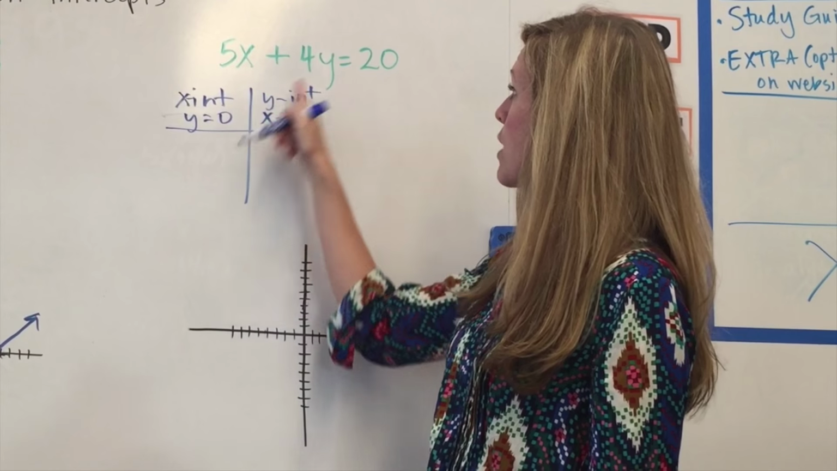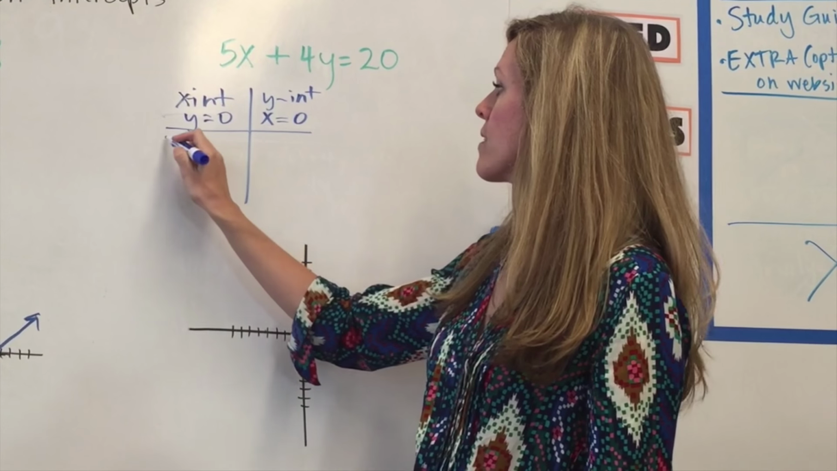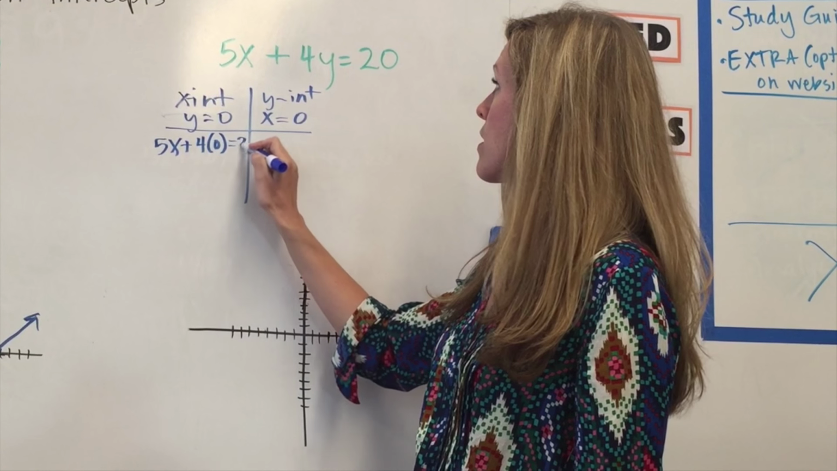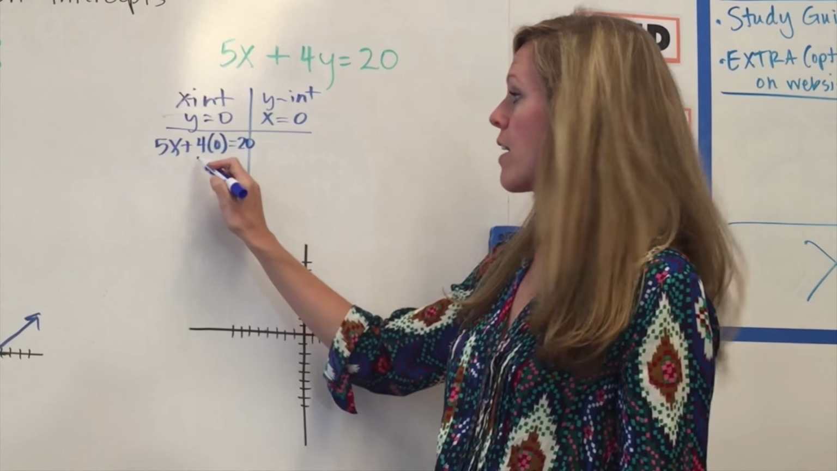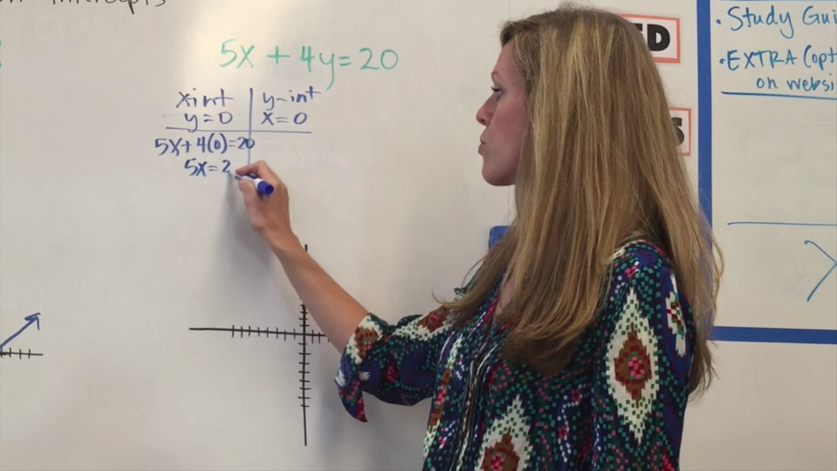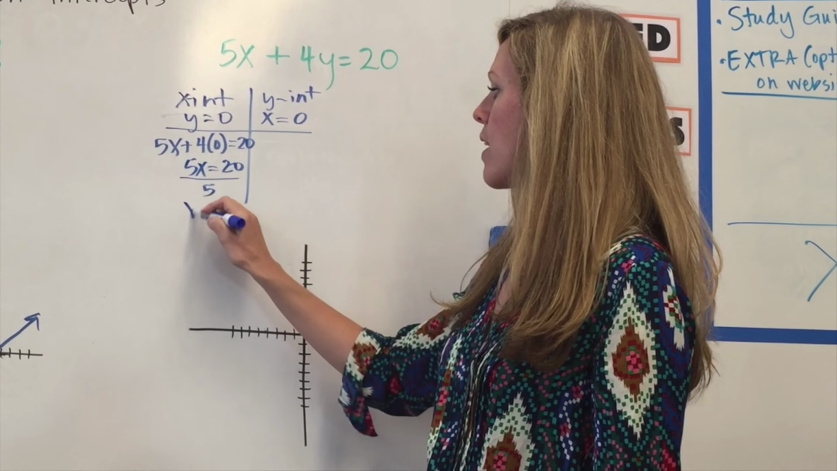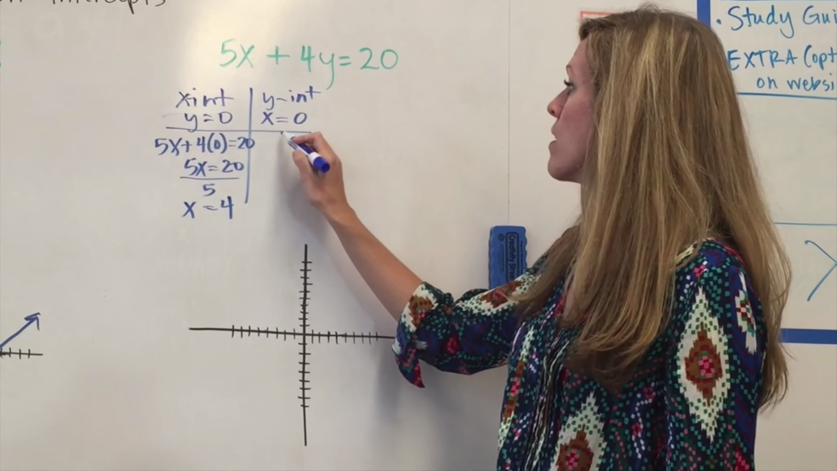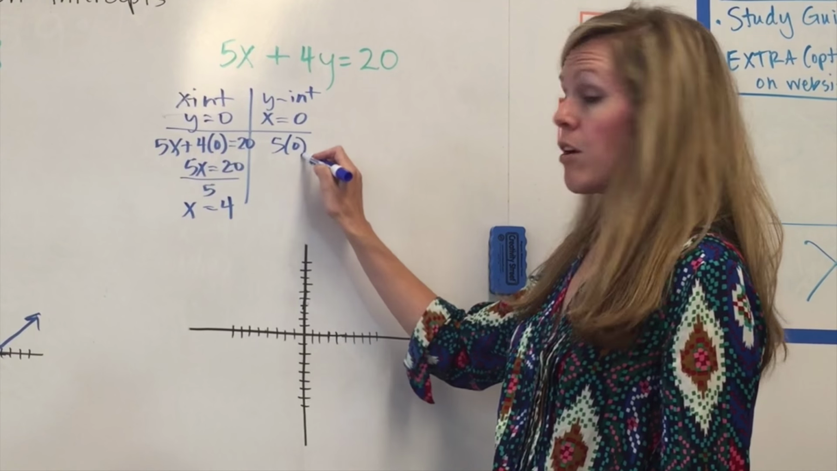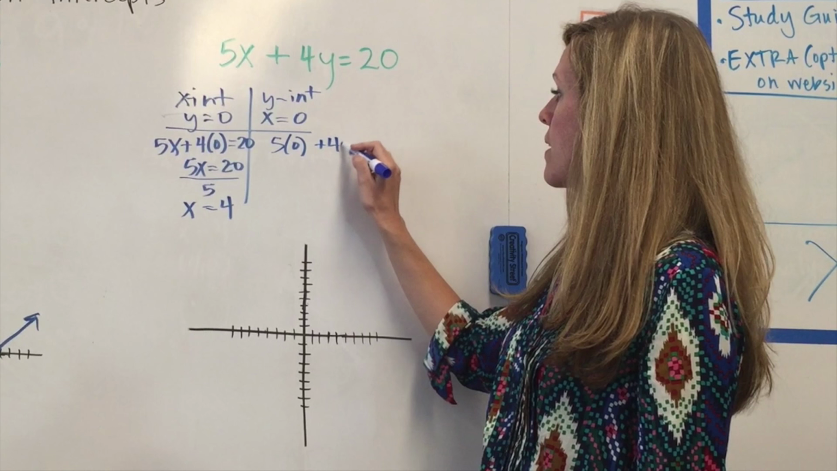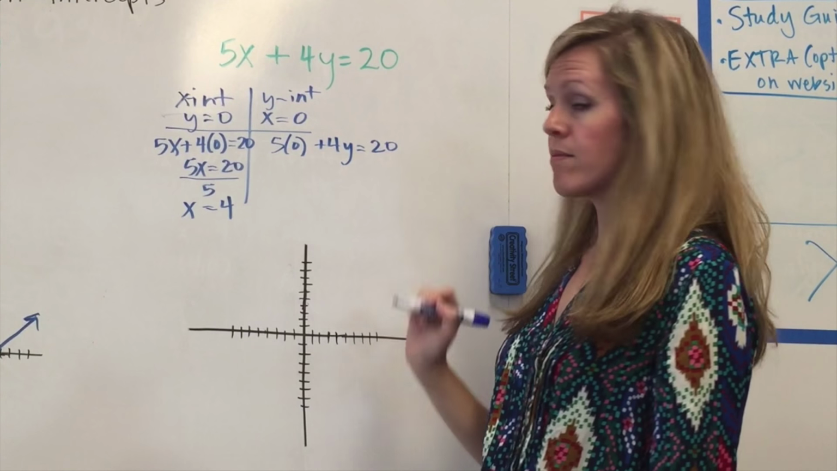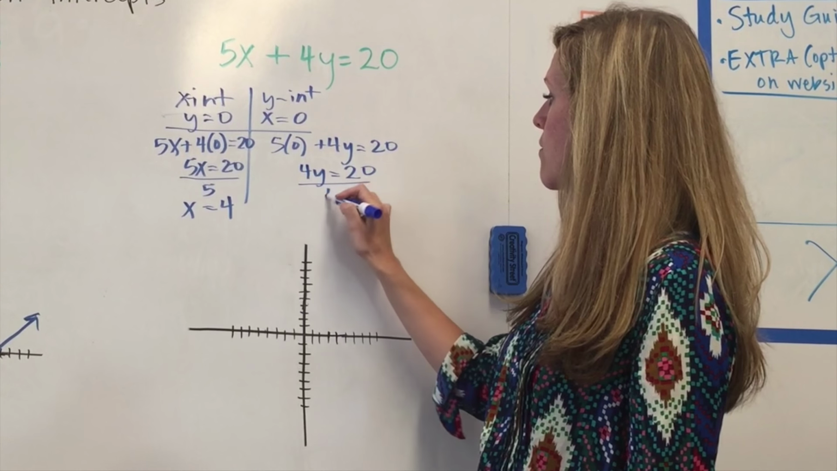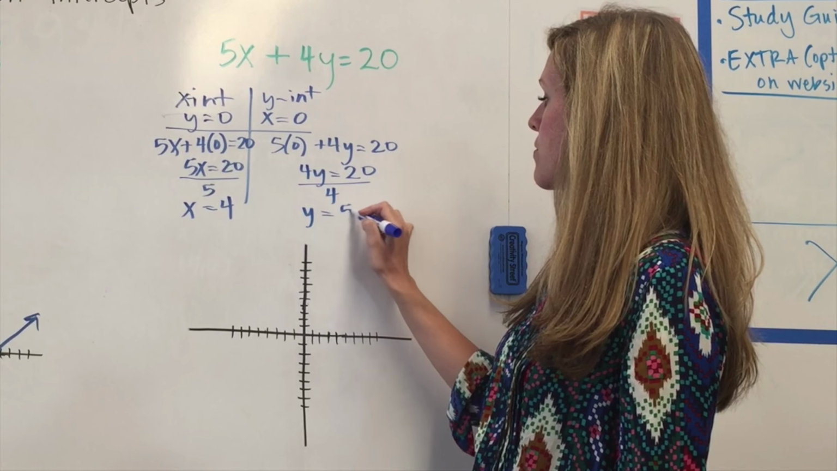For the x-intercept, we're going to plug in 0 for y, so we have 5x plus 4 times 0 equals 20. Solve for x. 5x equals 20. Divide everything by 5, x equals 4. For the y-intercept, 5 times 0 plus 4y equals 20. 4y equals 20. Divide everything by 4, y equals 5.